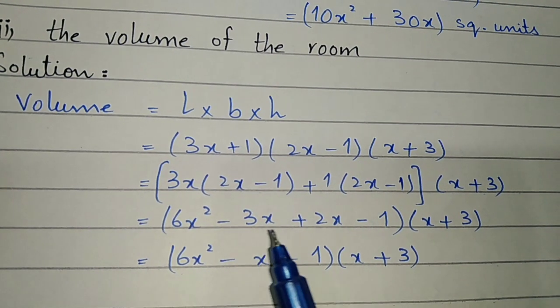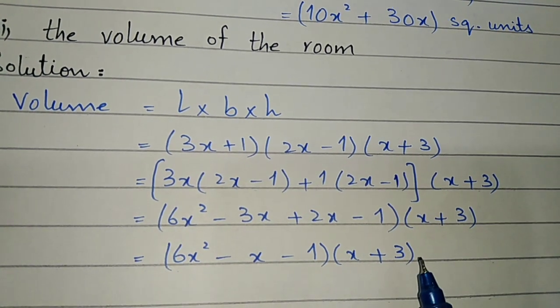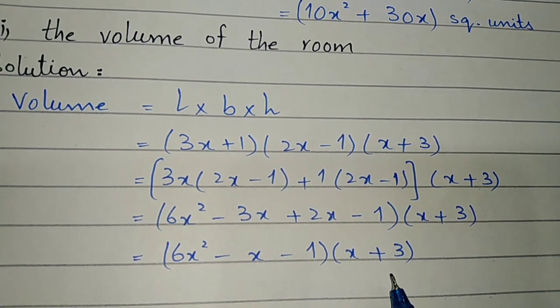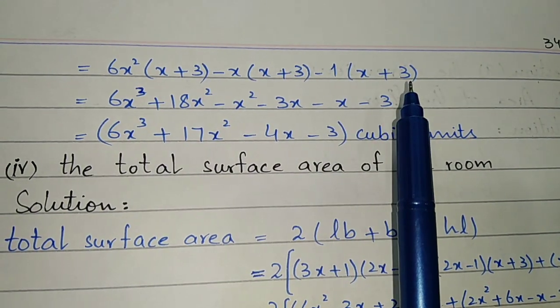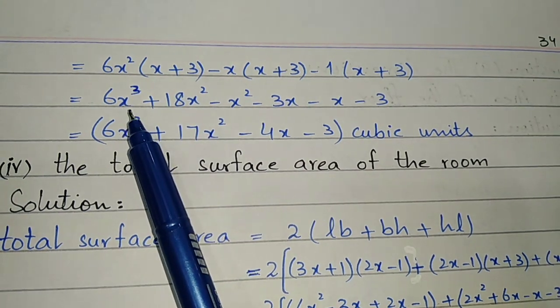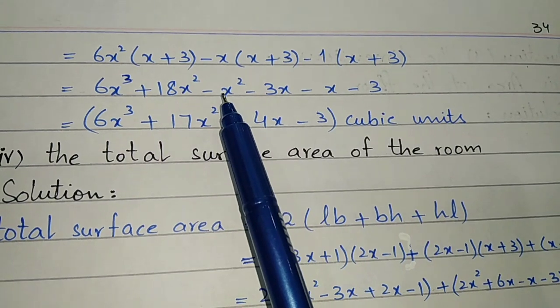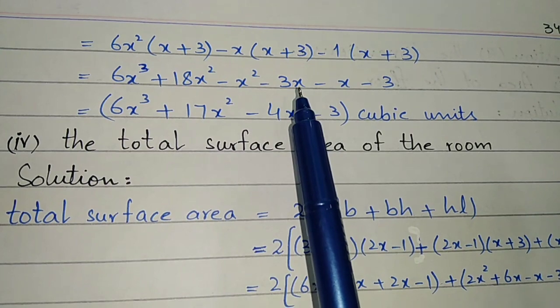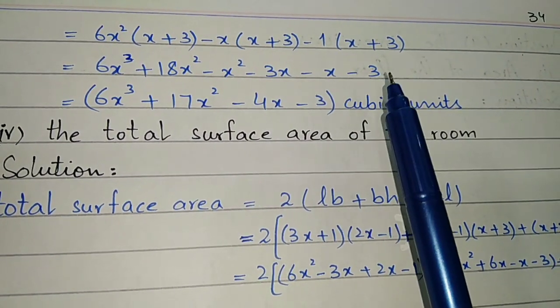6x², minus 3x plus 2x, 3 minus 2 is 1, and the sign of the larger term, minus x, minus 1, into (x + 3). Now you have to multiply 6x² − x − 1 with this bracket, that is (x + 3). That is 6x² times (x + 3) minus x times (x + 3) minus 1 times (x + 3). So 6x² times x is 6x³, plus 6x² times 3 is 18x², minus x times x is x², minus 3x, minus x, minus 3.